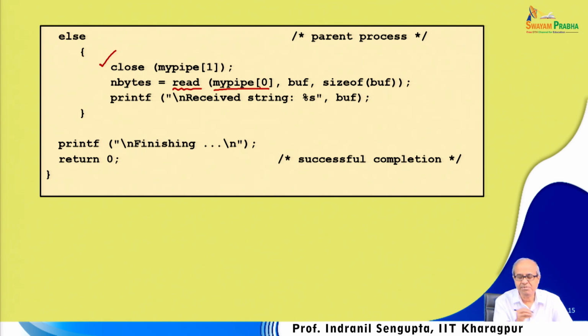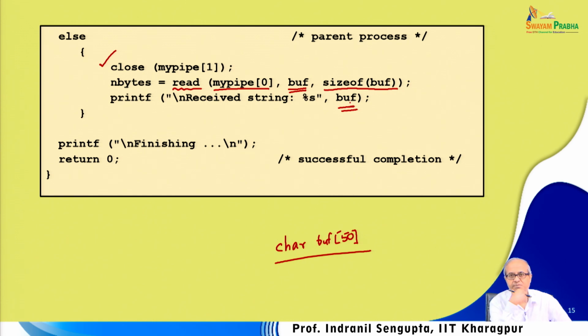After reading, where will it keep it? It will store it in the array buff, which we have defined. We have defined it as a character array, right? Character buff 50. And this is the maximum size of the message you are also specifying, size of buff, which will be 50. And whatever value is read, you can print it out, receive string %s the value of buff. So, you will see whatever message the child process sent, the same message is coming back here.